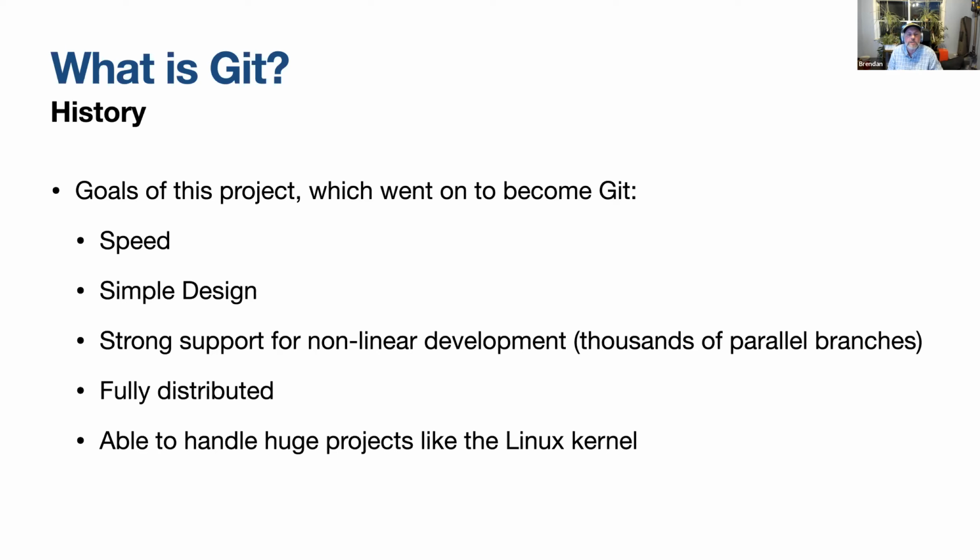So what that means is thousands of parallel branches. Obviously, if you can imagine the Linux kernel, which is a project worked on by thousands of people around the world, they all need to be able to work independently and be able to have their own different branches of the project while still working in version control. It also needed to be fully distributed, which we're going to talk about in the next slide. And it needed to be able to handle huge projects like the Linux kernel, obviously.